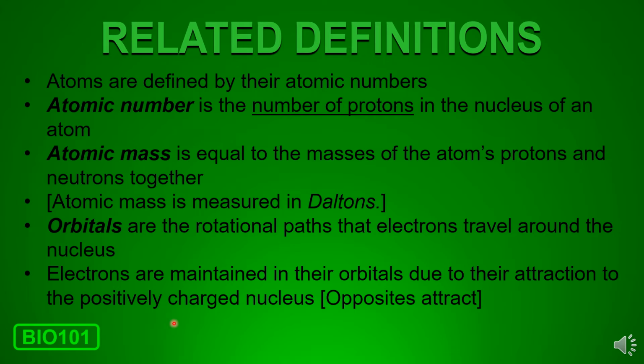So electrons are maintained in their orbitals due to their attraction to the positively charged nucleus. Remember, electrons have a negative charge. Protons have a positive charge, and so therefore the nucleus has a positive charge, and the negative electrons are attracted to the positive protons in the nucleus. Remember that opposites attract.